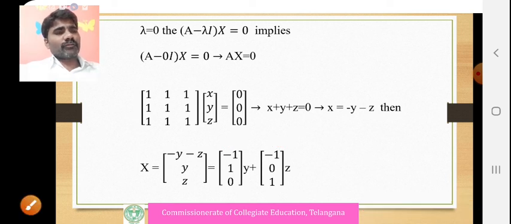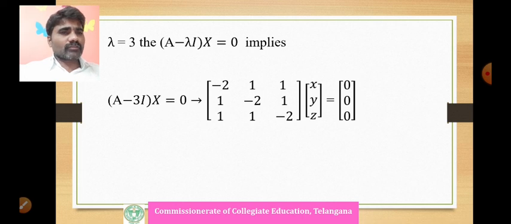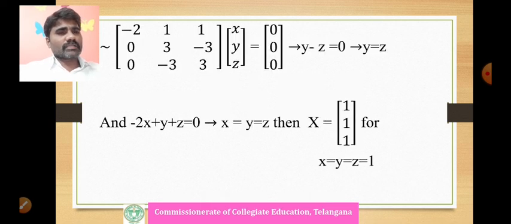Now we can go for another eigenvector, for lambda equals 3. Now (A minus 3I) x equals 0 implies the matrix with rows (minus 2, 1, 1), (1, minus 2, 1), (1, 1, minus 2) times (x, y, z) equals (0, 0, 0), which by solving gives y equals z. That's why the eigenvector is (1, 1, 1).